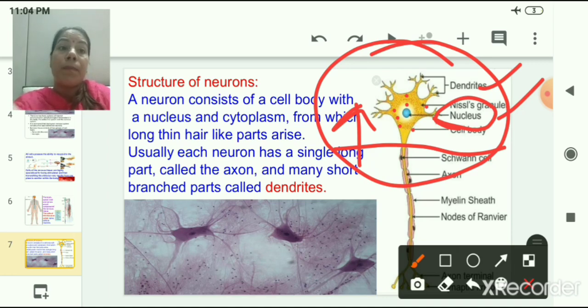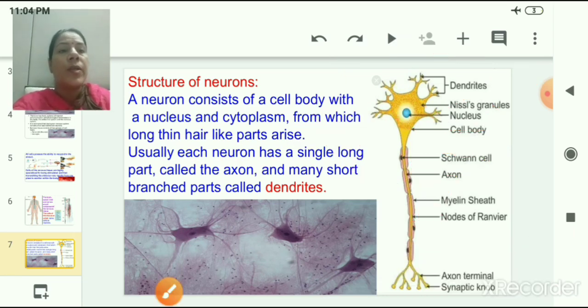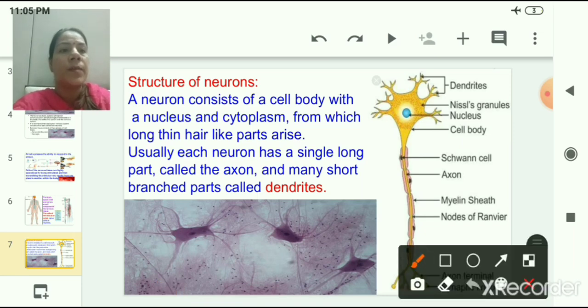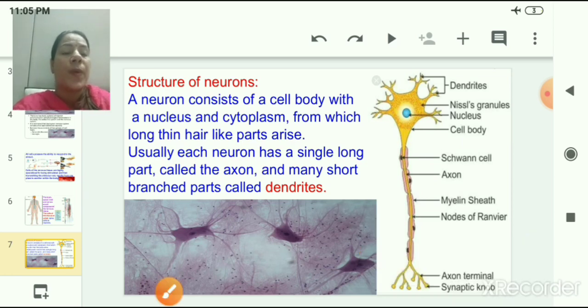From this main part, a hair-like projection arises downward. Here you can see this hair-like projection, which is called the axon. This axon is a very special part which again ends in a branched structure called the axon terminal, which has special knob-like structures, and this part is very important in transmitting the nerve impulse from one nerve to another nerve. That is, it has synaptic knobs in it.